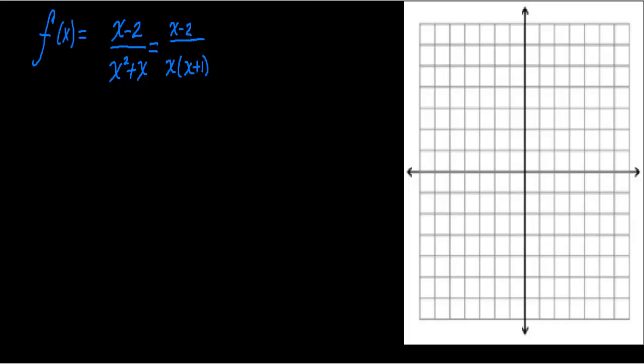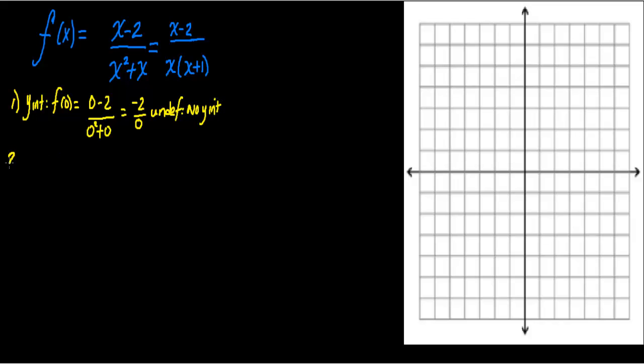Okay, let's go to our first step. First step is find the y-intercept. And you find that by evaluating the function when x is equal to 0. So you have 0 minus 2, and we take the original function to do that. And then you have 0 squared plus 0. That gives you negative 2 over 0. That means it's undefined. That means no y-intercept.